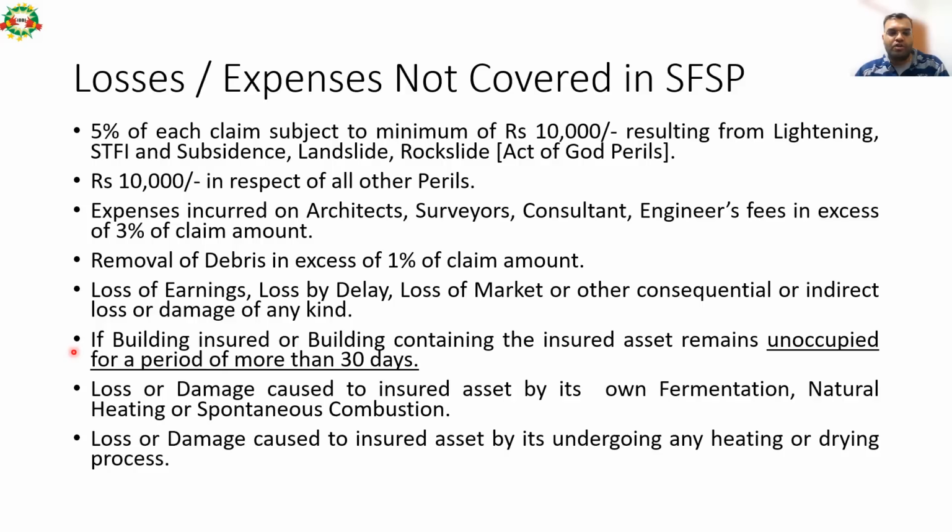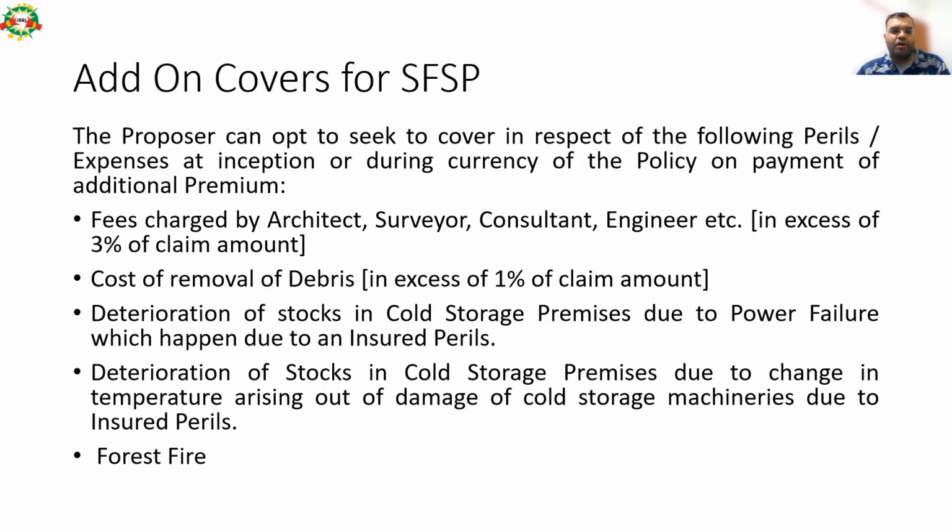Loss or damage caused to the insured asset by its own fermentation, it is also important. So if any loss is happening to the asset because of its own fermentation, natural heating or spontaneous combustion, then these losses will not be paid by the company under this policy normally. Loss or damage caused to the insured asset by its undergoing any heating or drying process. Even then the loss will not be made good by the SFSP insurance policy company.